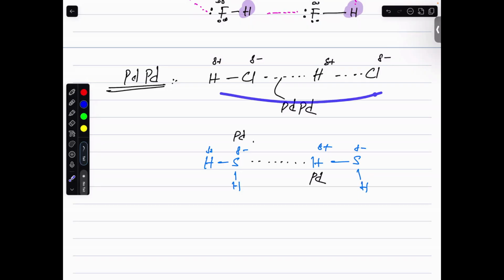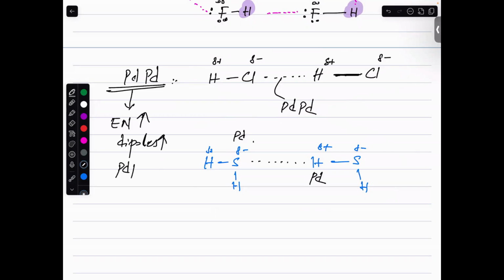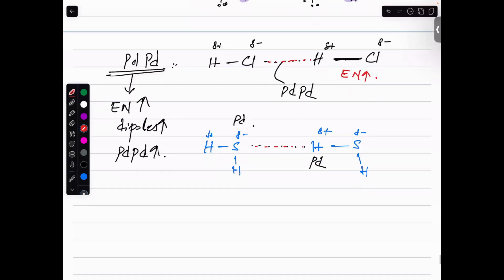Now, what is the difference between this molecule and this molecule? The electronegativity difference. The one in which the electronegativity difference is large has large dipoles, so the PD-PD would be strong. Like I know that in HCl the electronegativity difference is more. As a result, the PD-PD of this would be stronger than the PD-PD of this. Right?